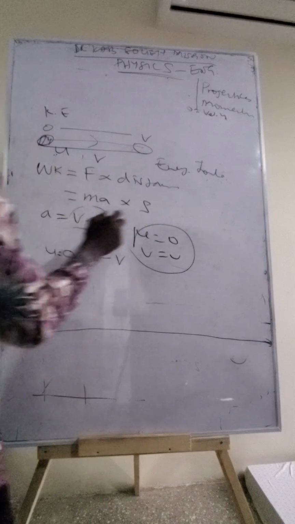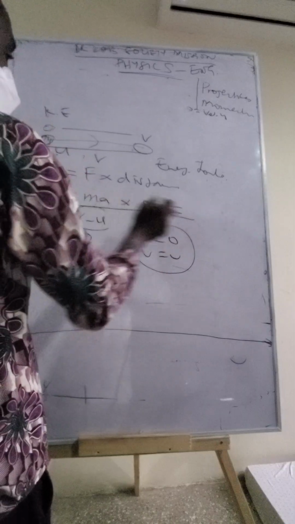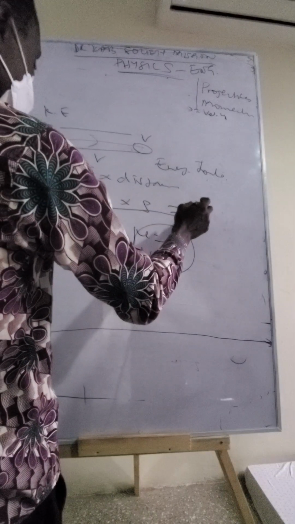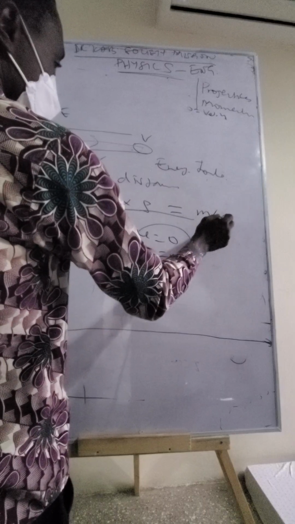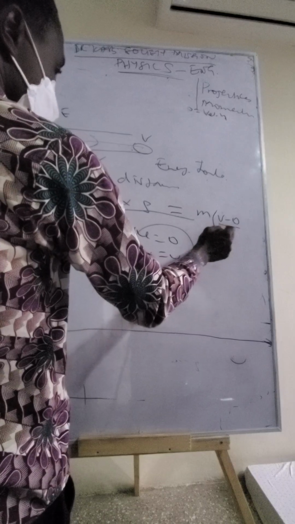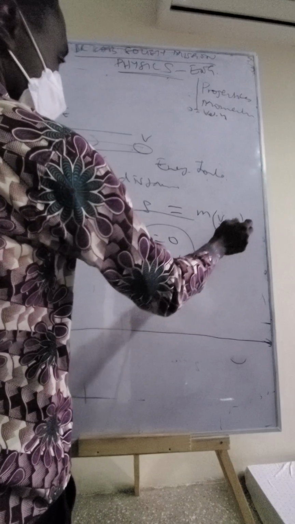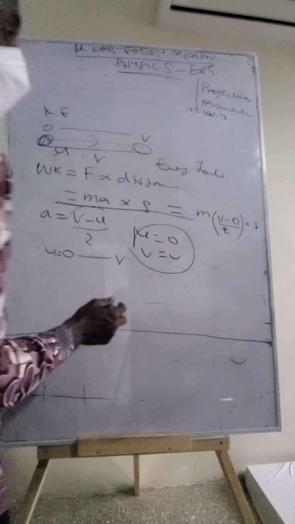If you put it here, from this equation the work done is going to be equal to your mass times your acceleration, which is v minus 0 over t, times the distance. The distance is s.